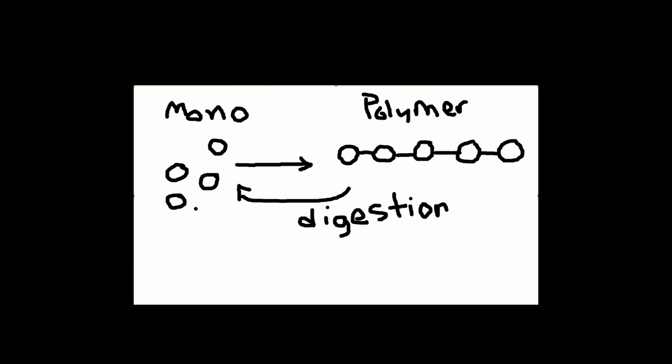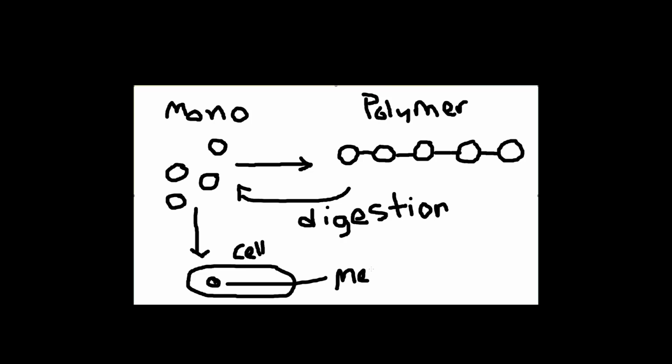And then later, the monomers get pulled into the cell, represented here, and once inside the cell, then they can go through metabolism, which is where we actually extract the energy from them. So technically, digestion and metabolism are two different things. We often think of them as together. But digestion is the process of taking polymers and converting them into monomers.